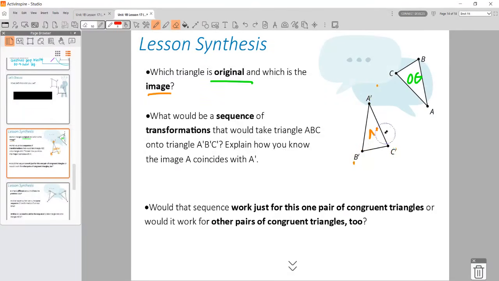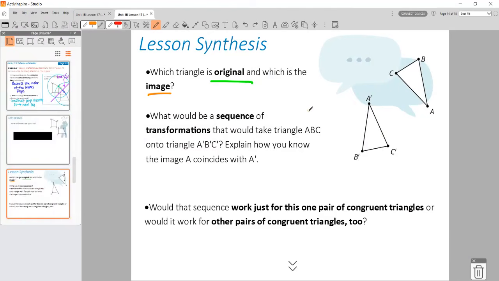So let's see if we would need a reflection here. We know we need a translation because they're not touching. We can see we'd also need to rotate it. So let's look at it and see, is a reflection going to be necessary? When I look at ABC, it's going in a counterclockwise rotation. And when I look here, ABC is also going in a counterclockwise rotation. So they're both going counterclockwise, which means there's no reflection. So we're just going to need to translate and then rotate.